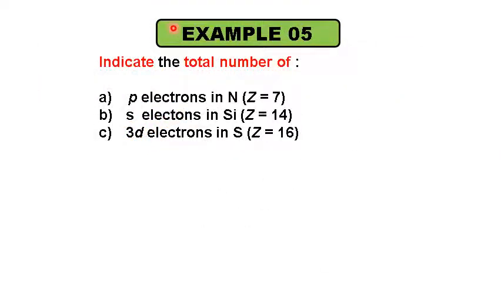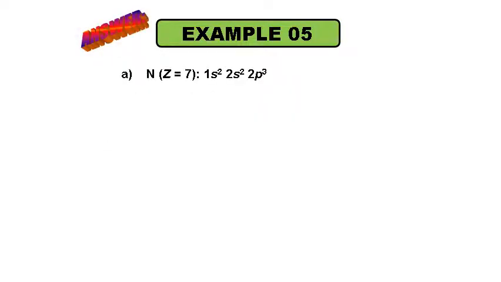Okay, next, question 5. This one is higher level. Indicate the total number of p electrons in nitrogen, s electrons in silicon, and 3d electrons in sulfur. The proton number is given. So the first thing we need to do is write down the electronic configuration for each of the elements and then identify the p, s, and 3d electrons. In this case, nitrogen: 1s2, 2s2, 2p3. The question asks about the 2p electrons, so in total there are 3 electrons.